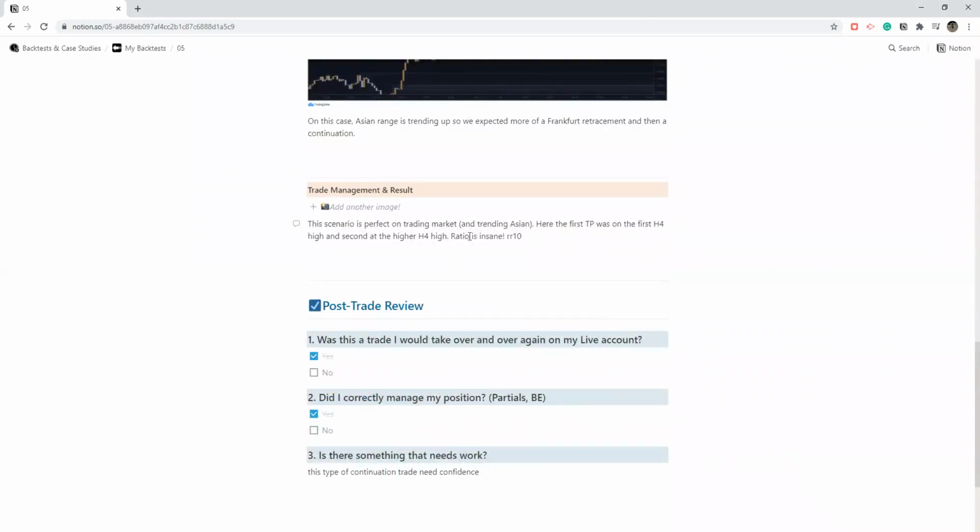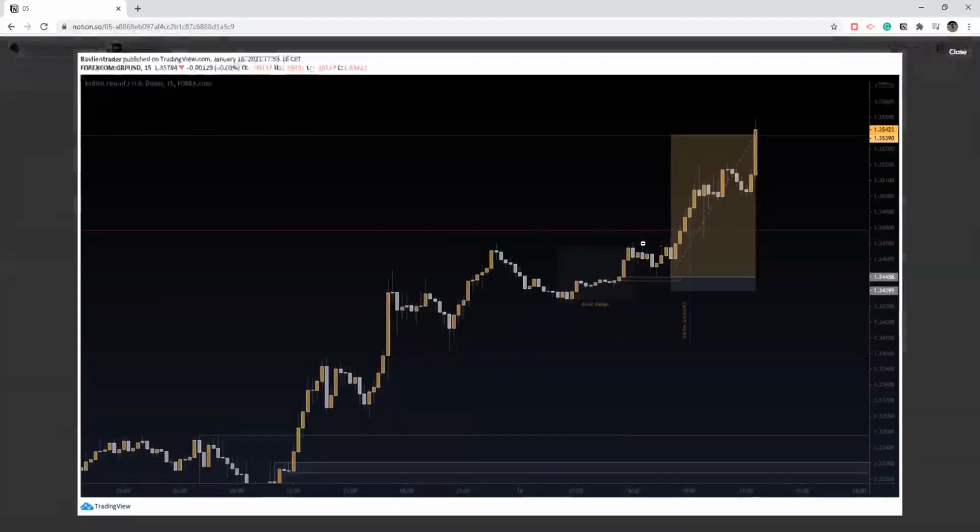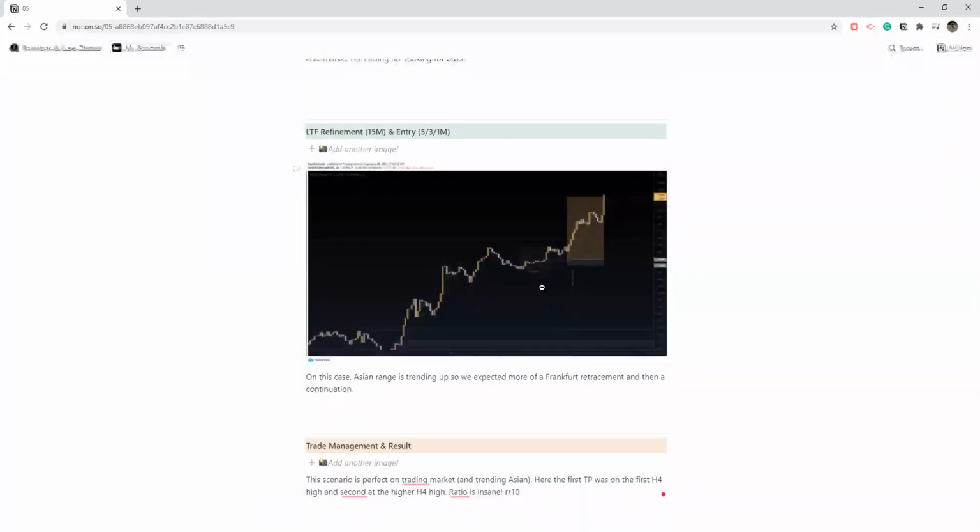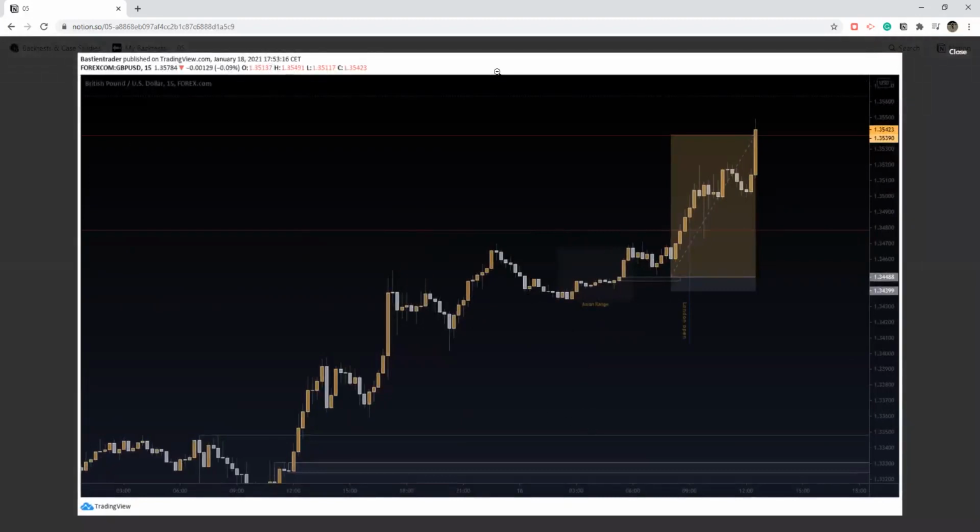Yes, insane, R and R 10. Yeah, but you need confidence, exactly. Because you're looking at it and the market is slow, and you can identify, like, sometimes people will be confused. So for example, you can have this OB, but you can have this OB as well. And you're like, okay, but where is my break of structure?